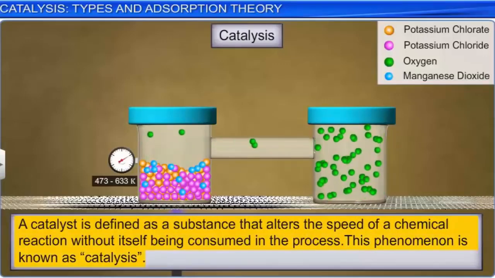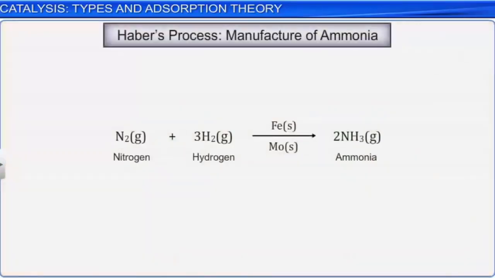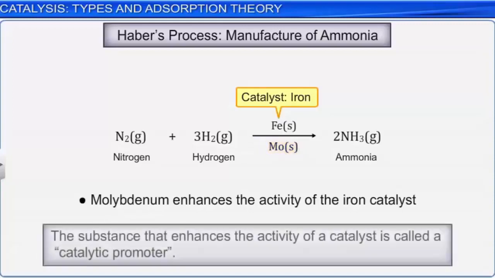Haber's process for the manufacture of ammonia is carried out in the presence of iron and molybdenum. Iron behaves as the catalyst in this reaction, while molybdenum enhances the activity of the iron catalyst. The substance that enhances the activity of a catalyst is called a catalytic promoter. In Haber's process, molybdenum acts as the catalytic promoter.